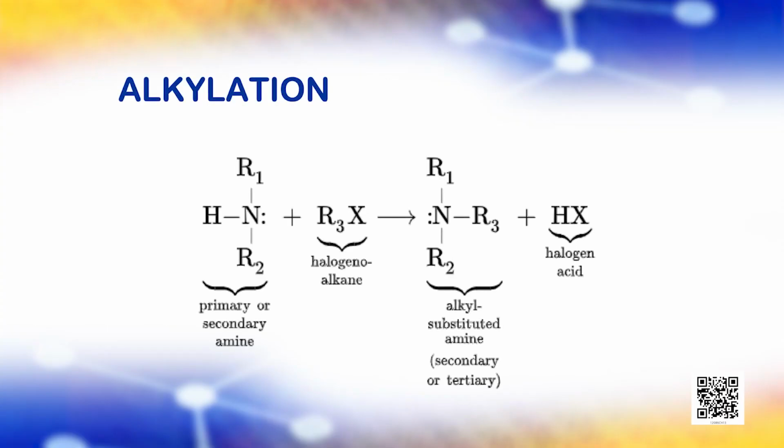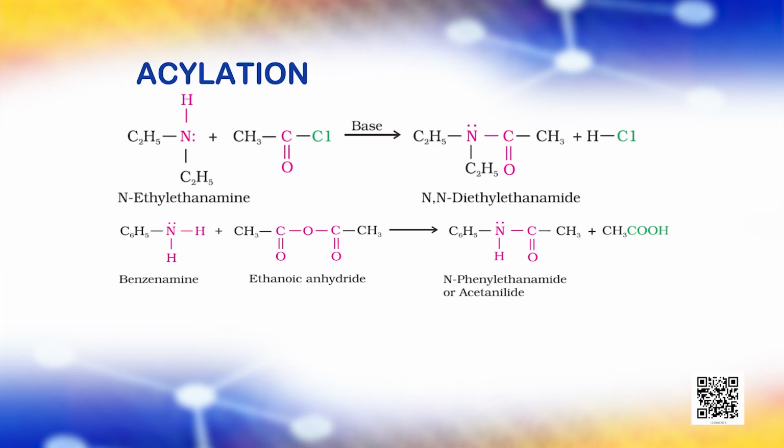Amines undergo alkylation on reaction with alkyl halides. Aliphatic and aromatic primary and secondary amines react with acid chlorides, anhydrides and esters by nucleophilic substitution reaction. This reaction is known as acylation. The products obtained by acylation are known as amides. The reaction is carried out in the presence of a base stronger than the amine, like pyridine, which removes the HCl so formed and shifts the equilibrium to the right hand side.